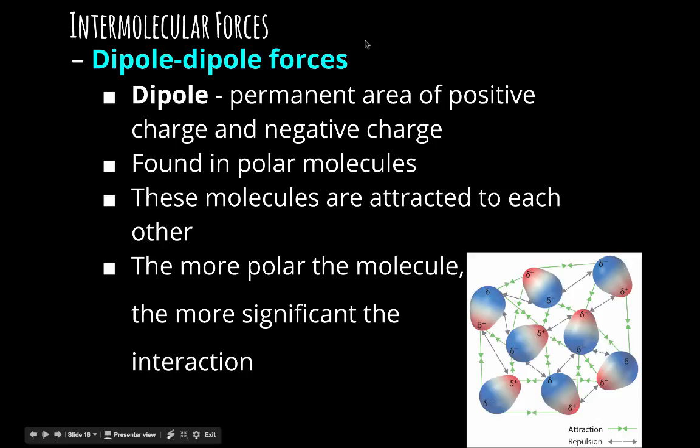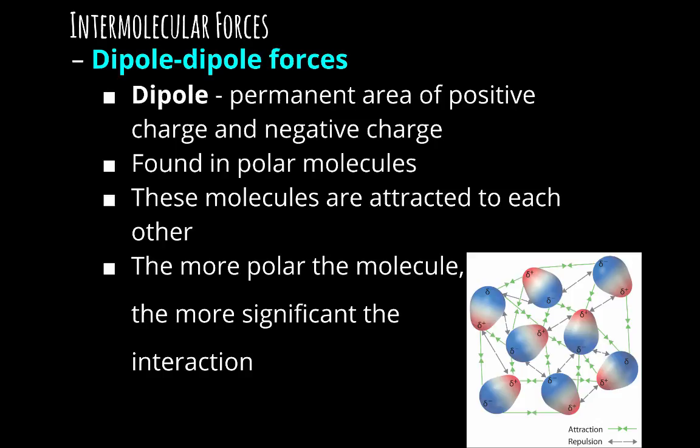Okay, the next type we need to talk about are things called dipole-dipole forces. Just as a reminder, a dipole is a permanent area of positive charge and negative charge. Back in the London dispersion forces that we just talked about, that was something that happens and then goes away. When you're talking about polar molecules, which is where dipole-dipole forces are found, that's a permanent area of partial positive charge and partial negative charge, which you can see by the picture down there. These molecules are attracted to one another as a result of these dipoles.